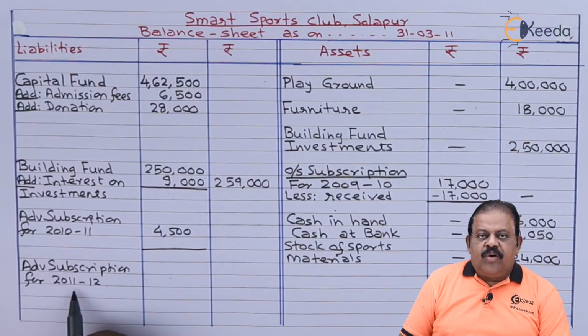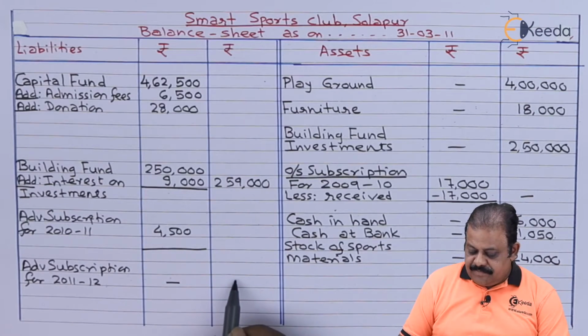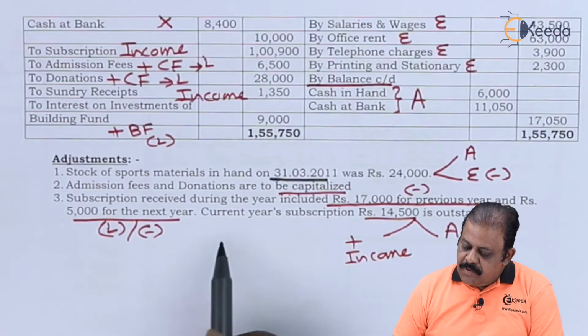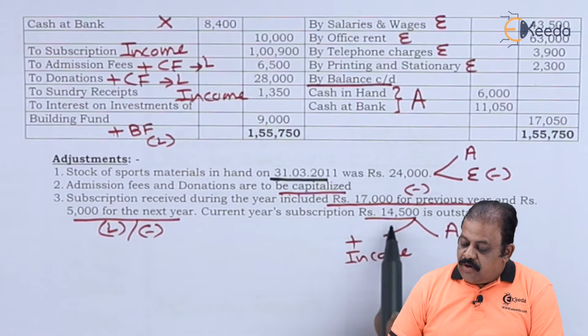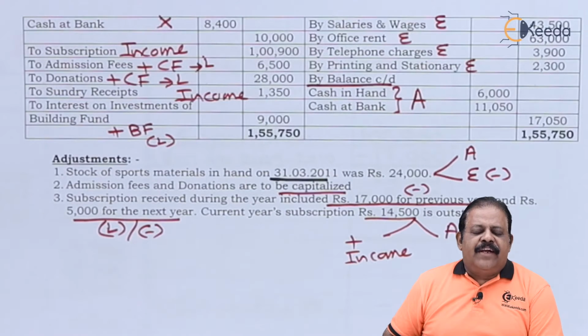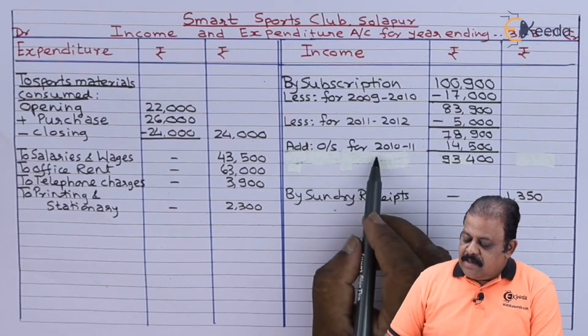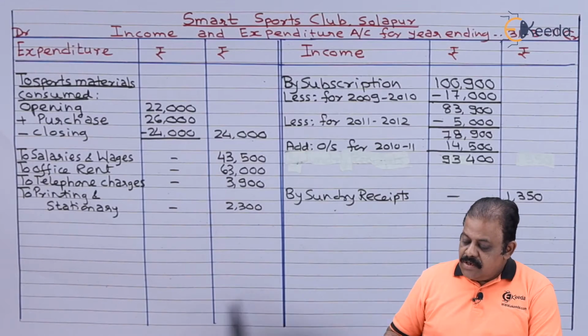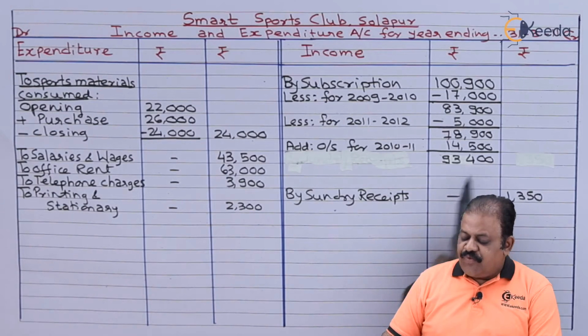Advance subscription for 2011-12, 5,000. Current year subscription 14,500 is outstanding. This will be added to subscription. Outstanding subscription for 2010-11 added 14,500. So it has become now 93,400.